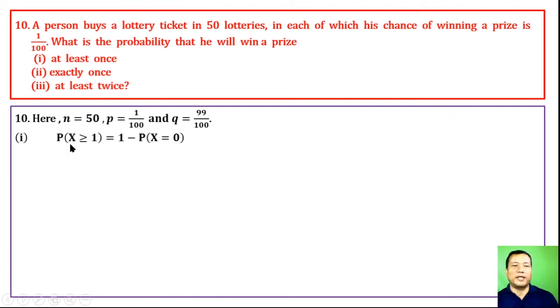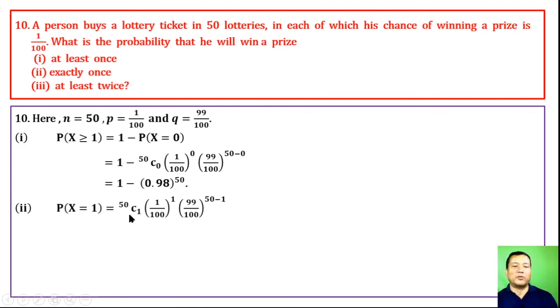P of x greater than or equal to 1 is equal to 1 minus P of x equal to 0. P of x equal to 0 is 50 C 0 into 1 by 100 power 0 into q, whose value is 99 by 100, whose power is 50 minus 0. Simplify, we get this, which is the required value.